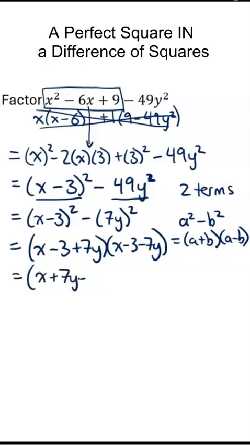And so what I'm going to do now is just rearrange that. We generally write x, then y, then any non-variable term last. And so I am just switching the order of the negative 3 and the 7y, and then the negative 3 and the negative 7y in the second brackets. And that is your final answer.